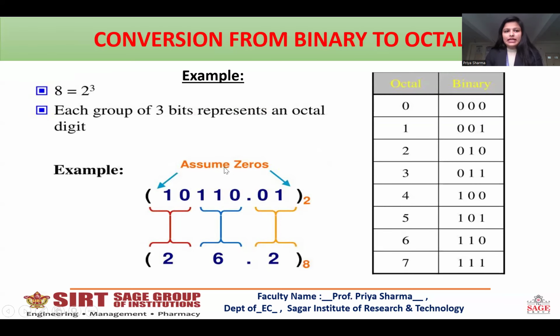Again, one more example I have taken in which the fractional part has been described. If we are unable to form a group of 3, then we are going to add zeros. Like starting from the right hand side, 0 1 1, it is one group, and 0 1, here only 2 digits are present, so we'll add one 0 over here. In the same way, after the fractional part, 0 1, only 2 bits are present, but we should have 3 bits, so we'll add 0 over here. So 0 1 0 over here and 0 1 0 over here, and when we convert these, we will get 26.2 as the octal number system. This is the octal number system, and this is its binary equivalent.